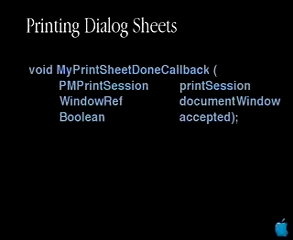And this is a sample of a sheet done callback proc. What we give back to you when the user dismisses the dialog is the print session again, and the document window that the dialog is attached to, so you can get any data you need to. And the last parameter is accepted, which tells you whether the user canceled or printed out of the dialog.